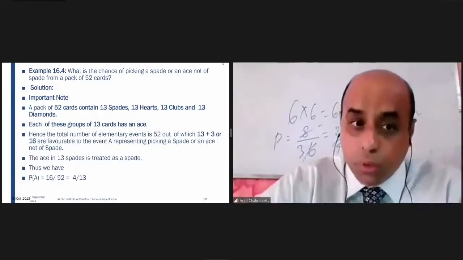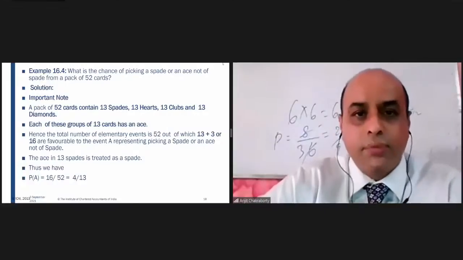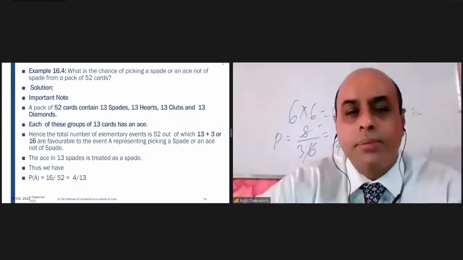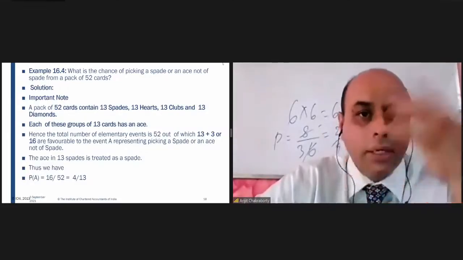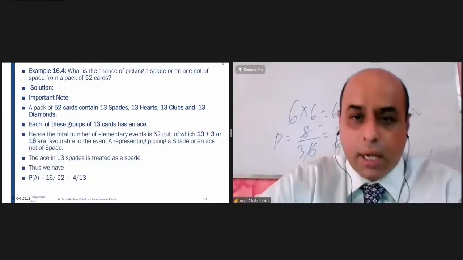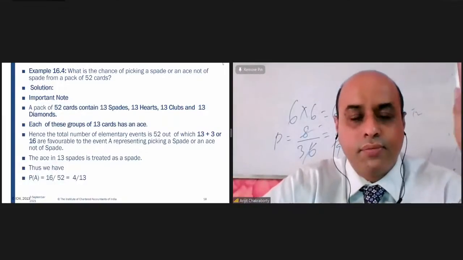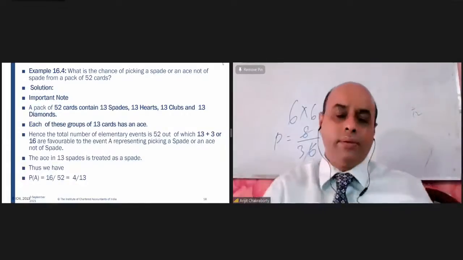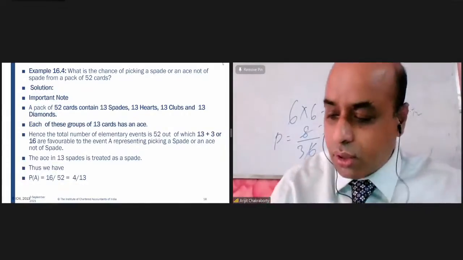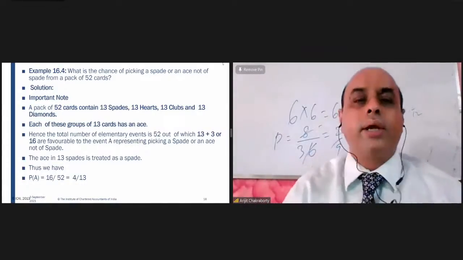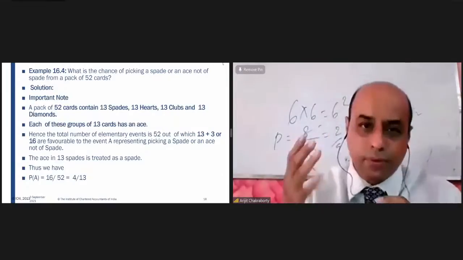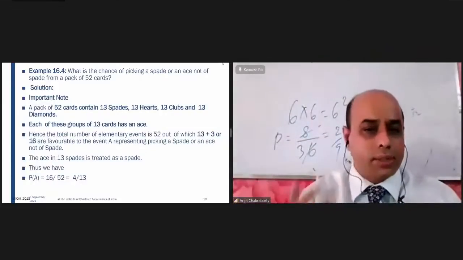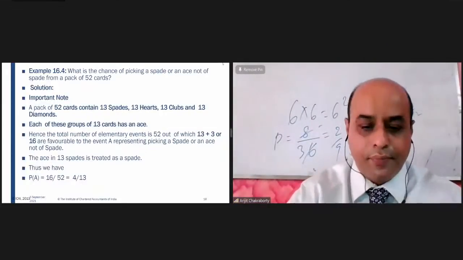Please practice and please go through the important note which I've given regarding the constitution of the cards. I mean, how many cards are spades, how many are hearts, how many are clubs and all. So you have to understand that, and then you can solve this problem. This is a very simple problem. Again, the basic definition of probability is used to find the total number of possible events, that is 52, and how many are favorable to us. So 13 plus 3, so 16.